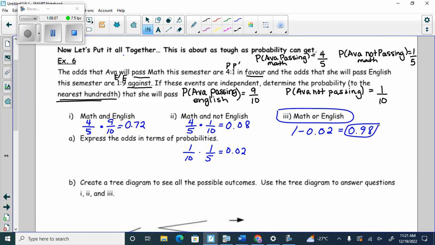Because remember, this is just like a Venn diagram. Or is the whole snowman. We agree? And what does the probability Venn diagram add up to? 1. So if I just take off the people that aren't in the snowman, what's left over? The people in the snowman, right? So if I just go 1 minus her failing both, I actually get 0.98.